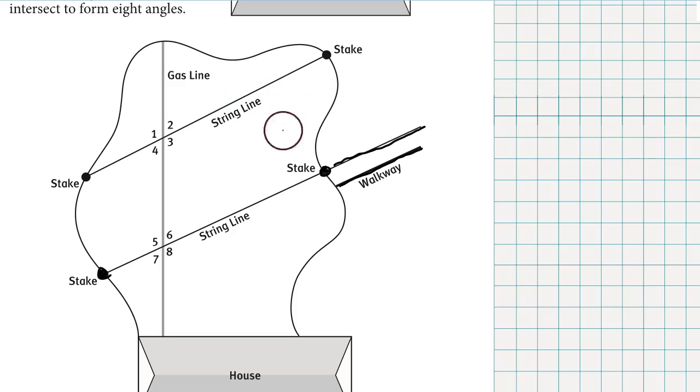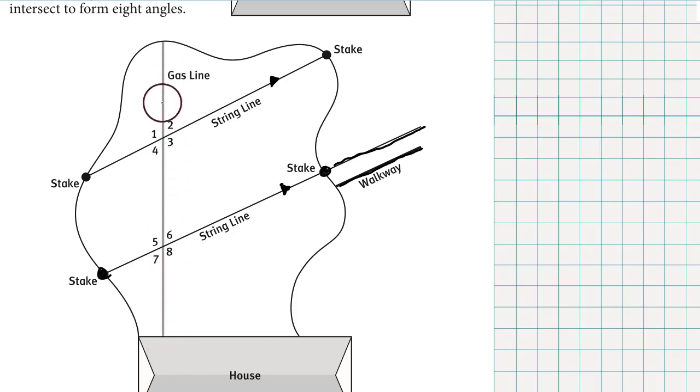This string line is parallel to this one. There's actually a symbol that you can draw on two lines to show that they're parallel. It's a little arrow symbol. If they both have the same style arrow, that means the lines are parallel. Now underground there's a gas line buried, and that is shown here with this vertical gray line. Apparently the company painted that so they can avoid hitting that when they're doing their work.